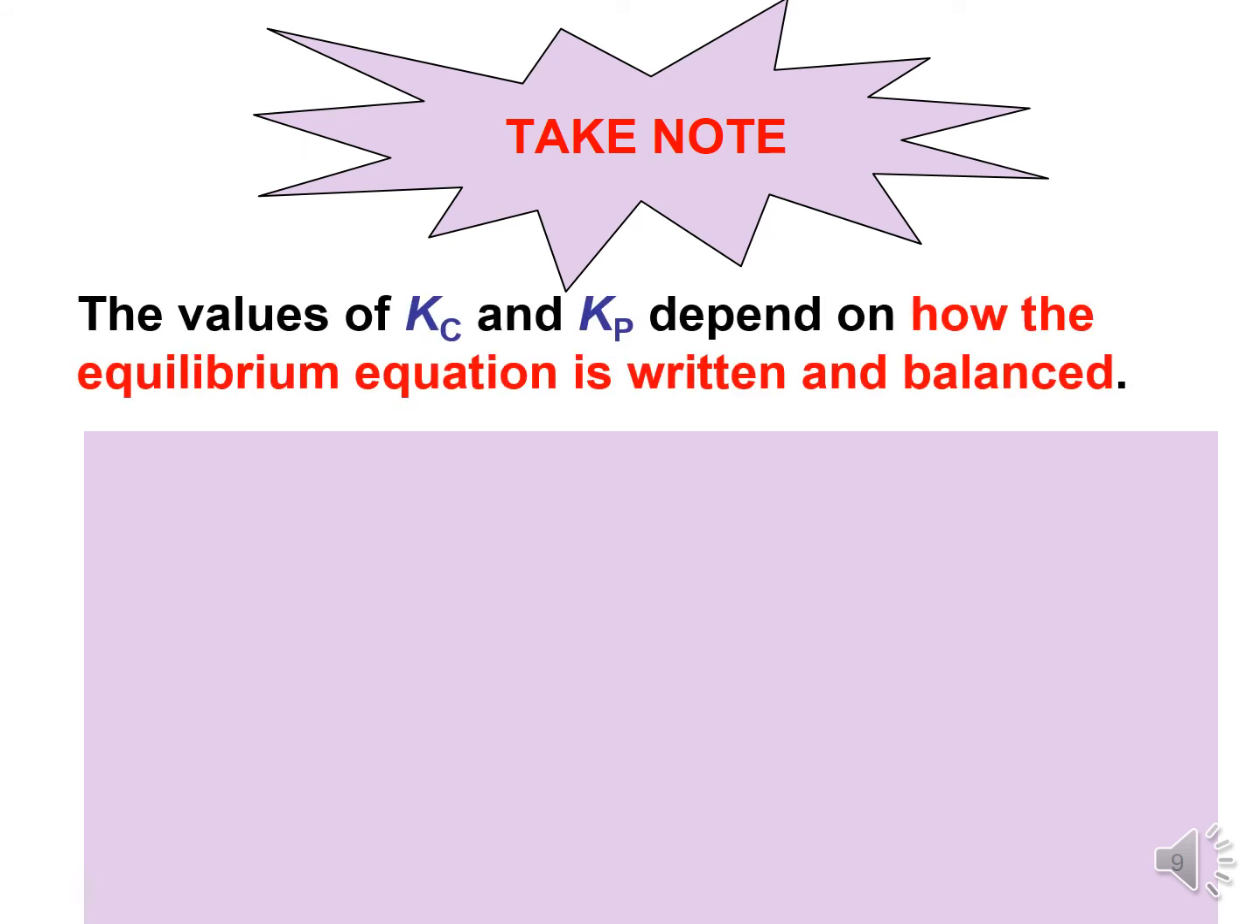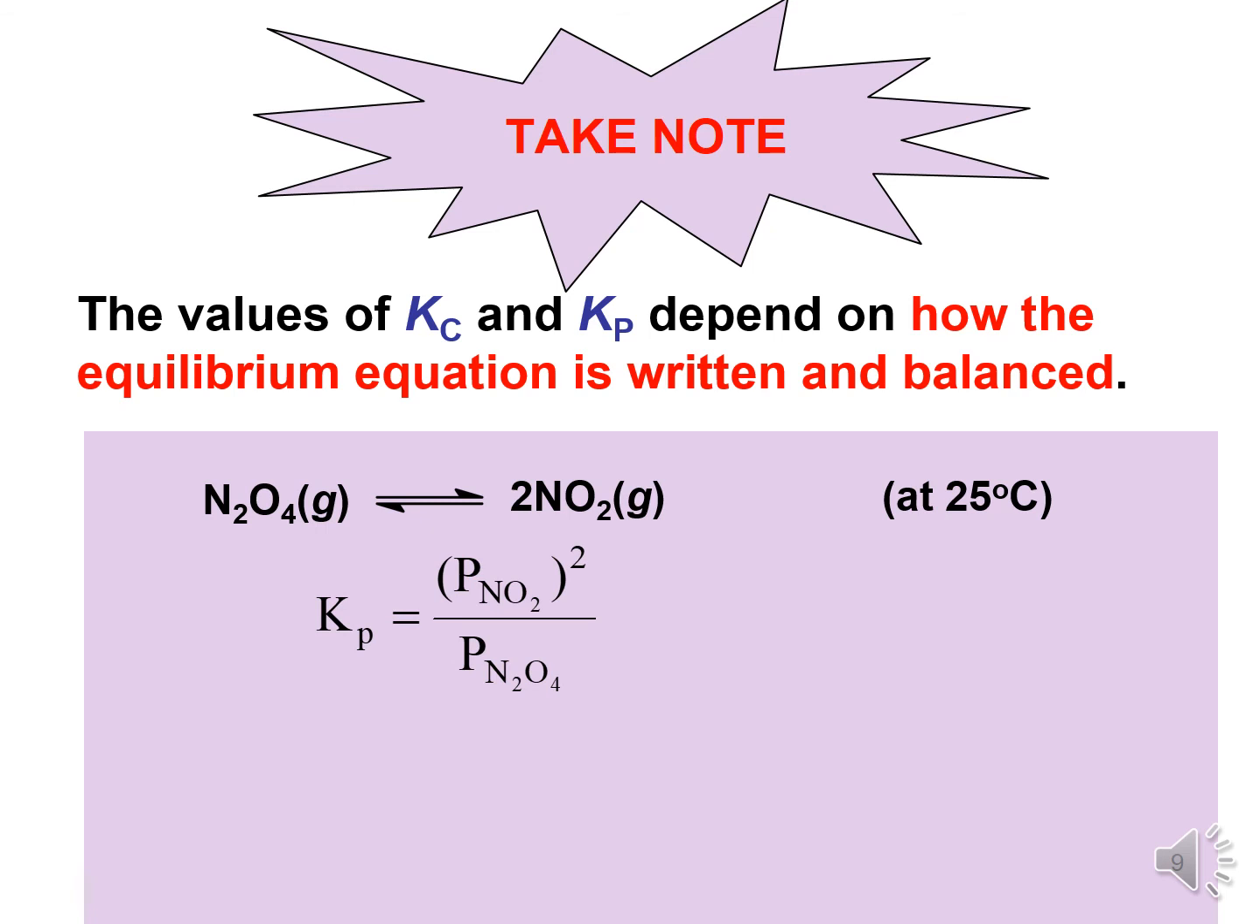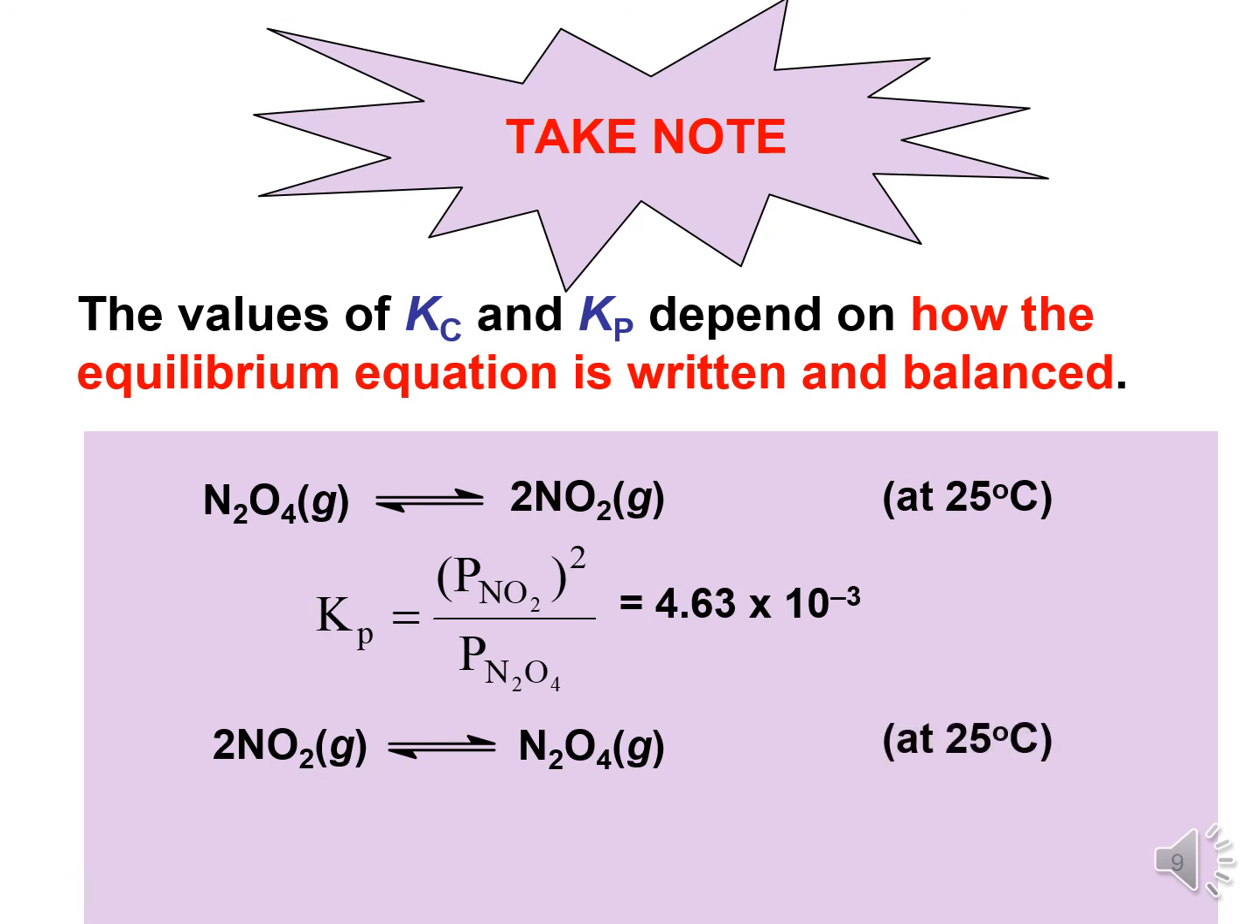Please take note that the values of Kc and Kp depend on how the equilibrium equation is written and balanced. For example, 1 mole of dinitrogen tetroxide decomposes to form 2 moles of nitrogen dioxide. The Kp expression is partial pressure of NO2 to the power of 2 divided by partial pressure of N2O4. At 25 degrees Celsius, the Kp value is 4.63 times 10 to the power of -3. When the chemical reaction is reversed, the new Kp prime is the inverse of the original Kp, which is 1 over Kp original. At 25 degrees Celsius, the Kp prime value is 216.